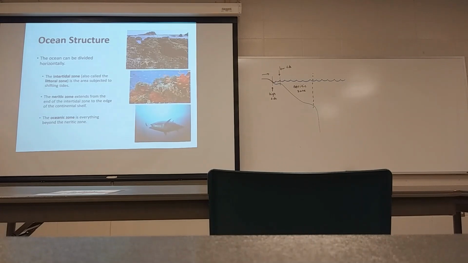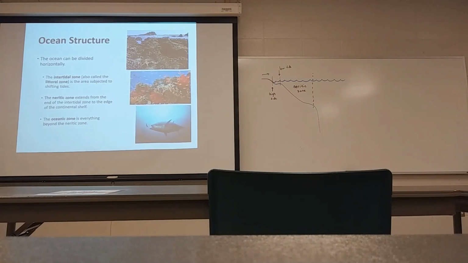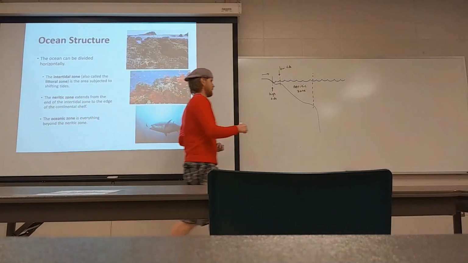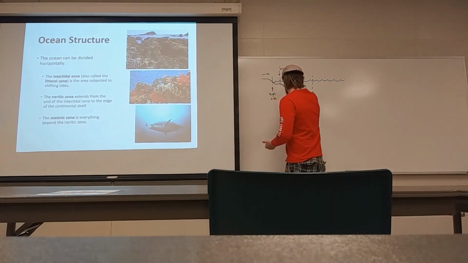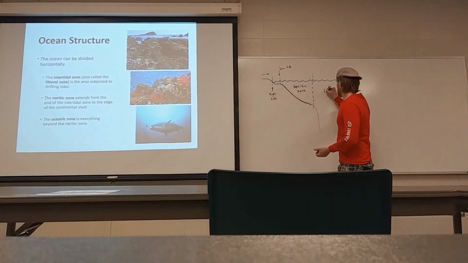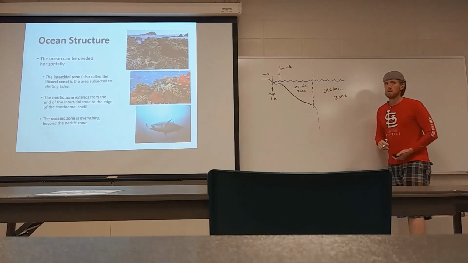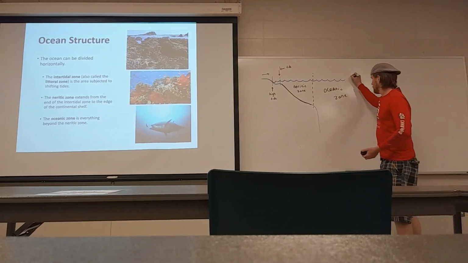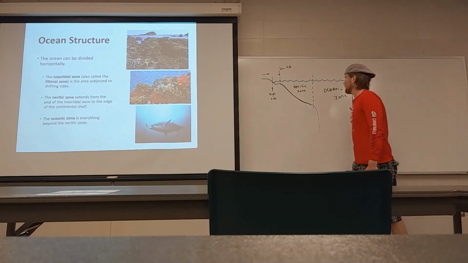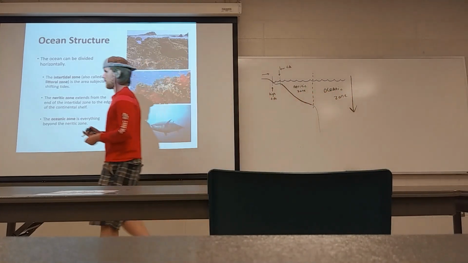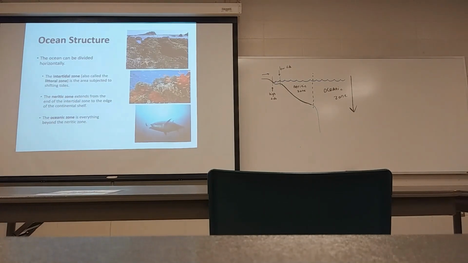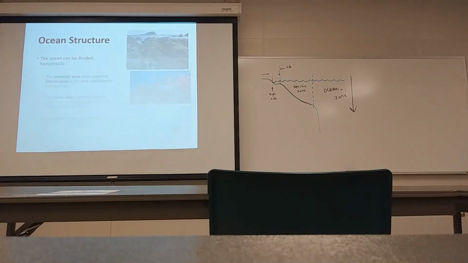The oceanic zone then would be everything else beyond the continental shelf. So this is the continental shelf right here. Everything out here beyond it is the oceanic zone. What about looking at ocean structure vertically? Let's do that. Let's take a look at ocean structure from a vertical perspective.